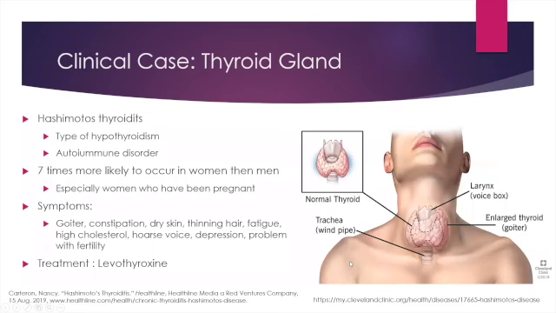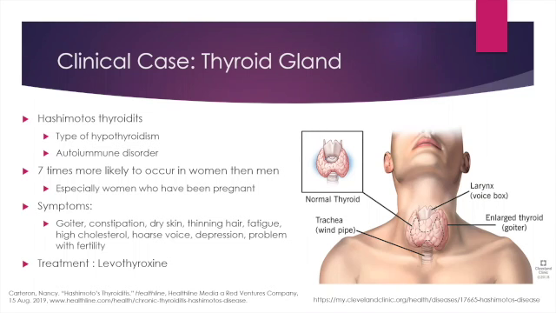To talk about a clinical case, we could talk about Hashimoto's thyroiditis, also called Hashimoto's disease. It's a type of hypothyroidism, which means it's an underactive thyroid. Hashimoto's thyroiditis is an autoimmune disorder, and the condition causes your white blood cells and antibodies to mistakenly attack the cells of the thyroid. We don't really know why this happens, but some people believe it's due to genetic factors. And it's 7 times more likely to occur in women than men, especially women who have been pregnant.